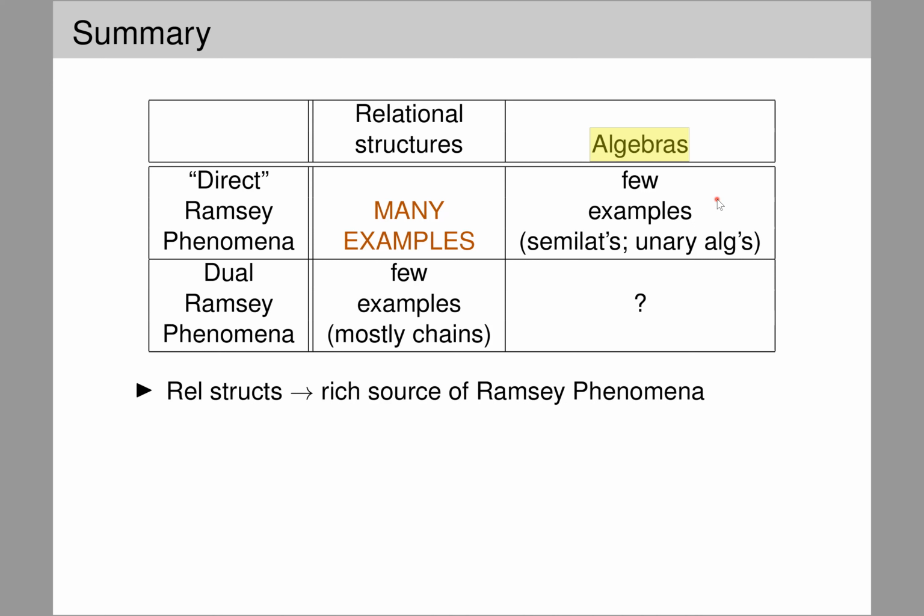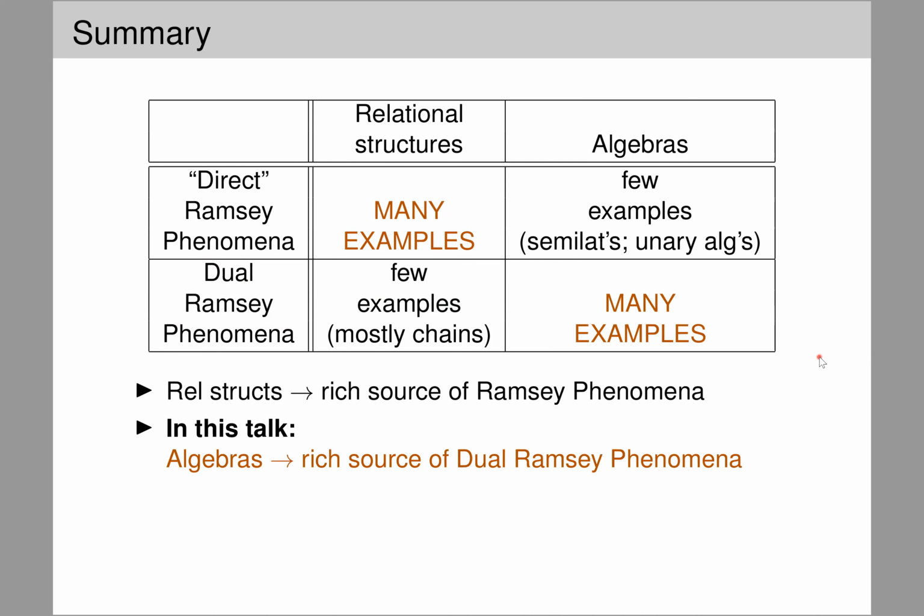On the other hand, if you take a look at the dual Ramsey phenomena for relational structures, there are only a few examples. They are usually just examples about chains. Some kinds of chains have dual Ramsey properties. And actually, in this talk, I would like to show that it seems that algebras, universal algebras, are a natural, rich setting for dual Ramsey phenomena.